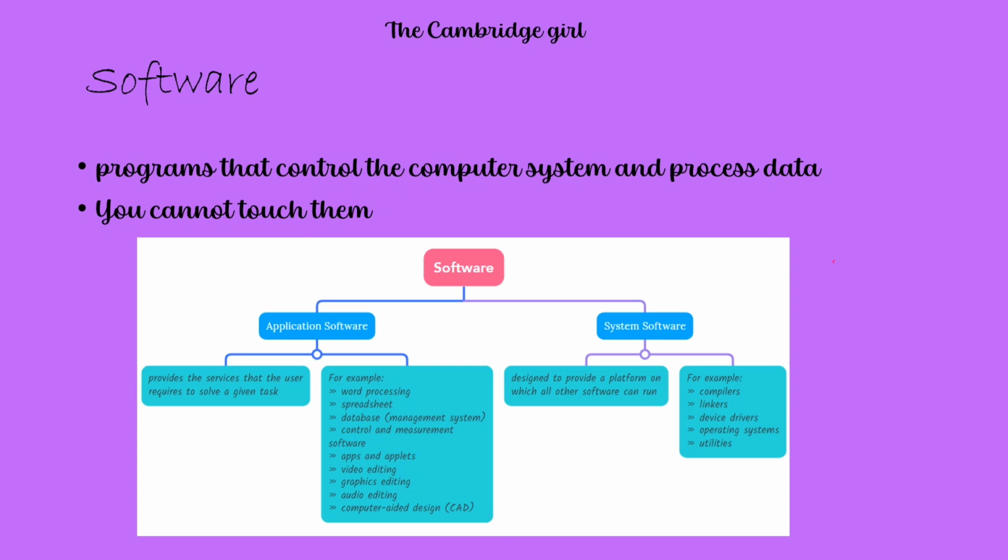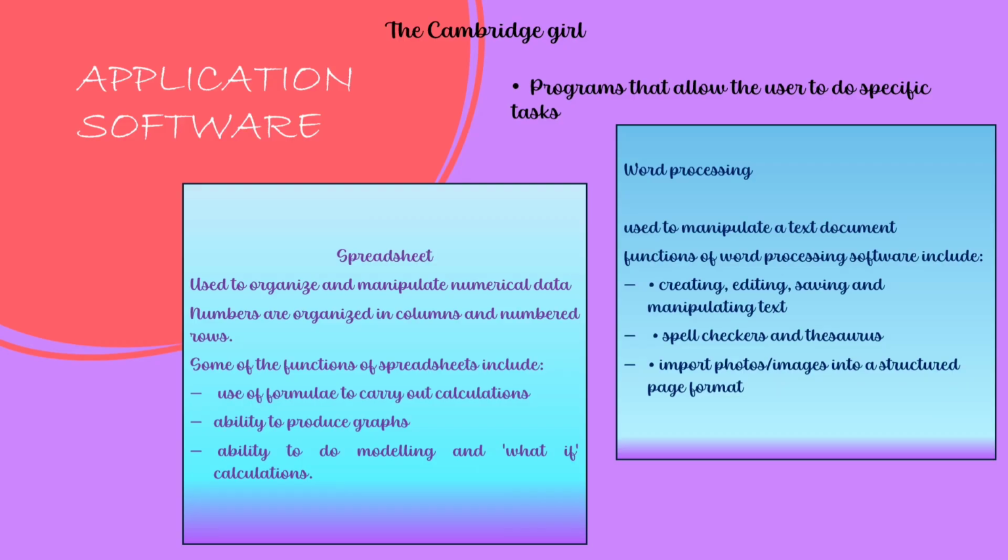For example, word processor, spreadsheet. Word processing software is used to manipulate a text document. Text is entered using a keyboard, and the software provides tools for copying, deleting, and various types of formatting. Some of the functions of word processing software include creating, editing, saving and manipulating text, copy and paste functions, and other things.